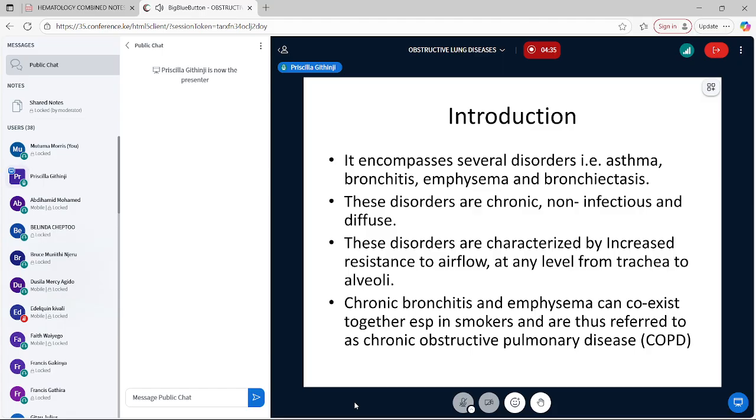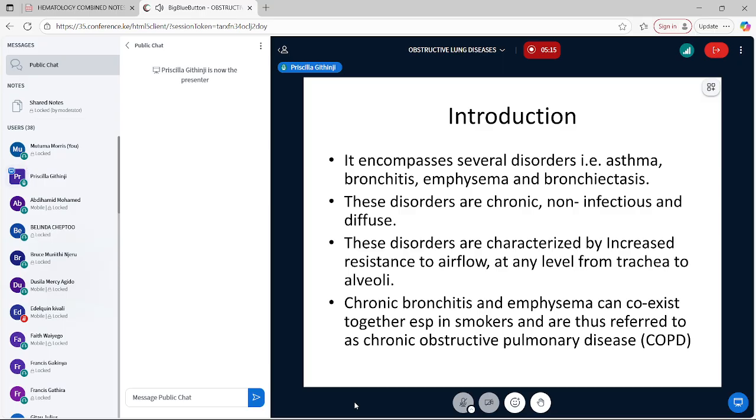Apart from bronchiectasis, these conditions are usually non-infectious, meaning that how they start has nothing to do with infection. These conditions are also diffuse, so you'll find that they affect both lungs and multiple lobes of the lungs at the same time. These disorders are also characterized by an increased resistance to airflow at any level from the trachea to the alveoli, and that's why we refer to them as obstructive lung diseases.